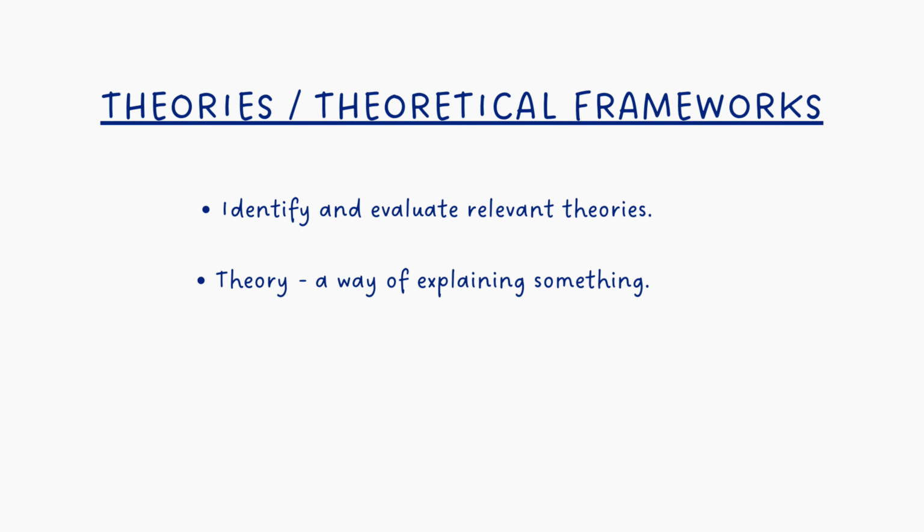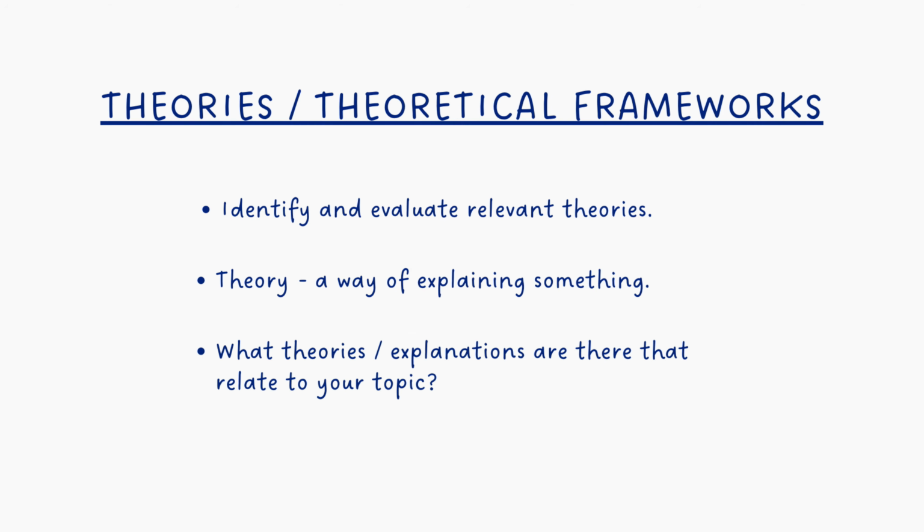The best literature-based dissertations are the ones that engage critically with theory all the way through. And the most effective way to do that is to put theory front and centre of your dissertation. In this chapter, you need to identify and evaluate the theories that are relevant to your topic. Essentially, a theory is a way of explaining something. So what explanations exist in and around your topic to account for what's going on with it?